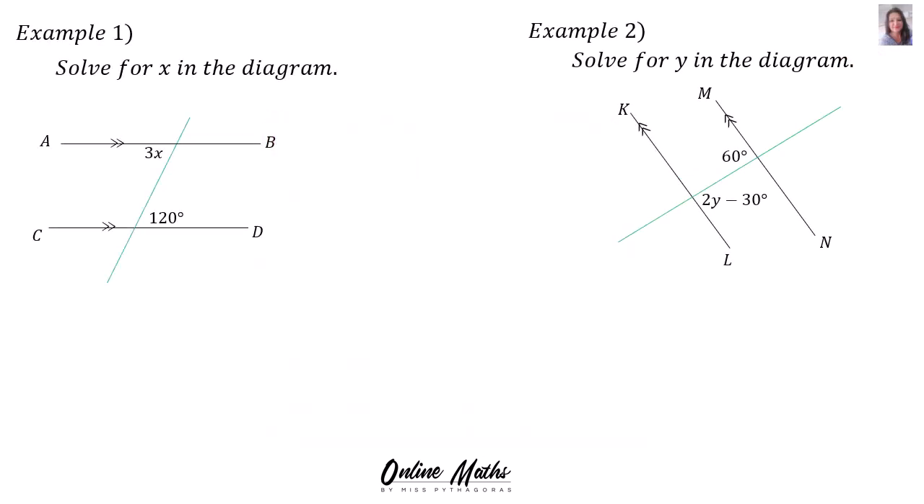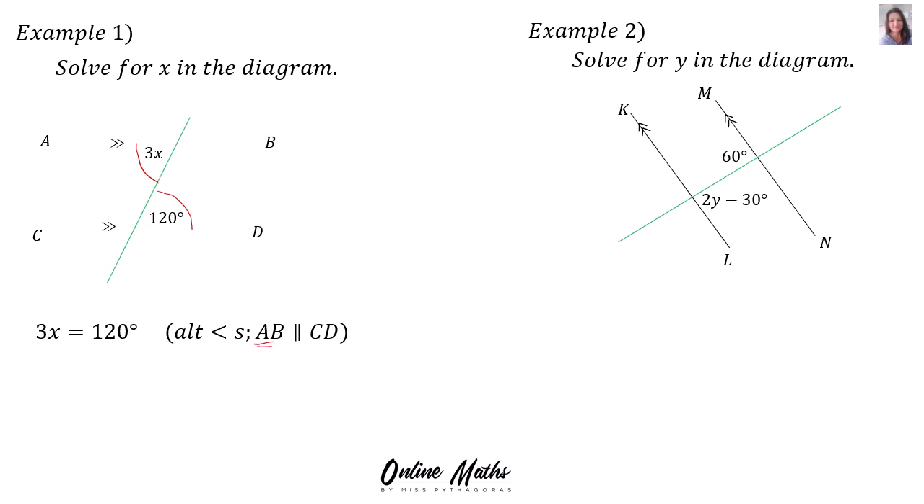Let's do some examples. Example 1. Solve for x in the diagram. So in the diagram you find that AB is parallel to CD and the green line is the transversal. So can you see that this angle 3x and 120 degrees, they form alternate angles, and therefore you can say 3x is equal to 120 degrees, and your reason, alternate angles equal and AB parallel to CD. You must always add that if it's available.